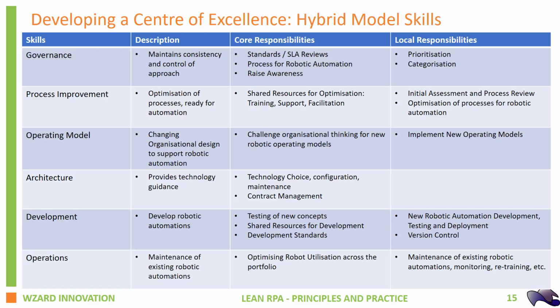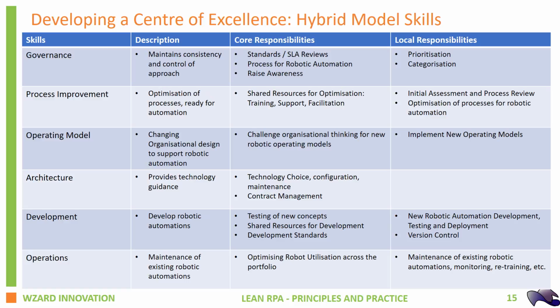Earlier in this course, we looked at the 6 key skills that are essential to a successful RPA implementation. We're now going to revisit those skills, but actually separate the responsibilities between the core responsibilities and the local responsibilities, assuming we proceed with a hybrid model. The first skill wasn't just governance, but was actually leader, evangelist, advocate, and responsibility for governance. And the description of this role was to ensure they maintain consistency and control of the approach. This means at the core level, they are responsible for standards, SLA reviews, processes for robotic process automation, and raising awareness generally across the entire organisation. Local responsibilities then become the prioritisation of which is the next process to automate, and categorisation of the types of solution available for those types of problem.